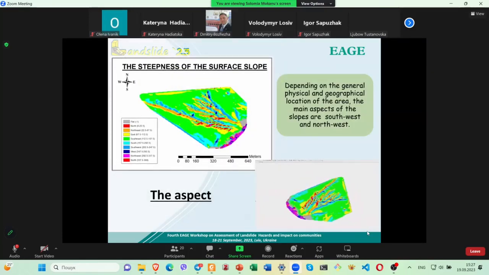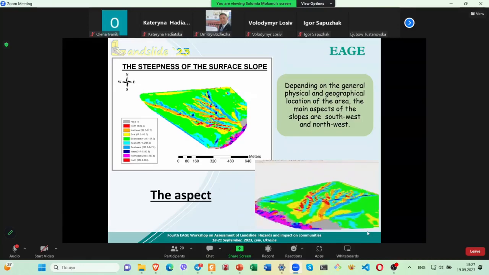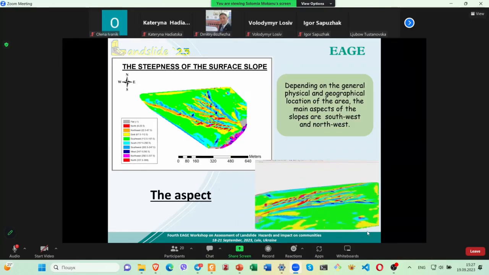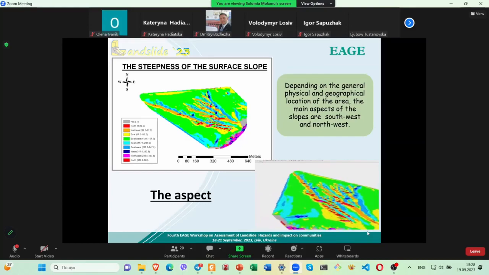Depending on the general physical and geological location of the area, the main aspects of the slope are southwest and northwest. You can see this in the picture too, the aspect index.